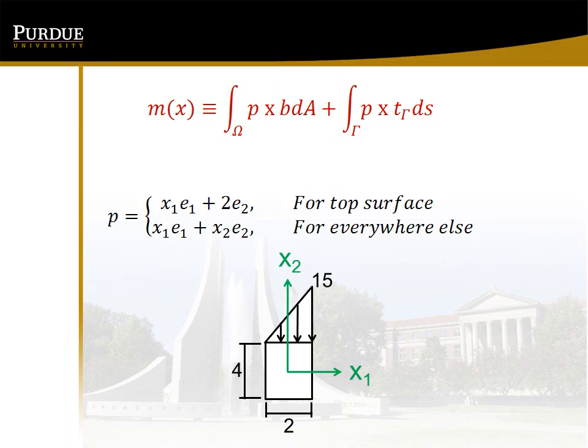For our case, for the top surface, we have x1 e1 plus 2 e2. That 2 for the e2 is because we have to go from the centroid up to the top surface, which is 2 length units away. Also, x1 e1 is because the force varies with x1. And for all the other surfaces, we have the definition of the position vector, which is x1 e1 plus x2 e2.